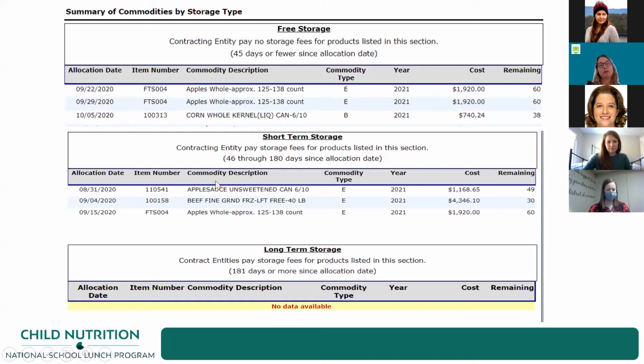And then also keep track of your entitlement. It's not on this page, but at the very top there, you'll see your entitlement. You'll see that it fluctuates throughout the year.